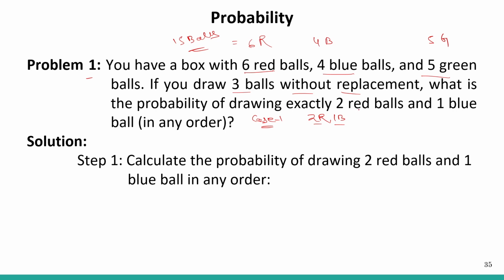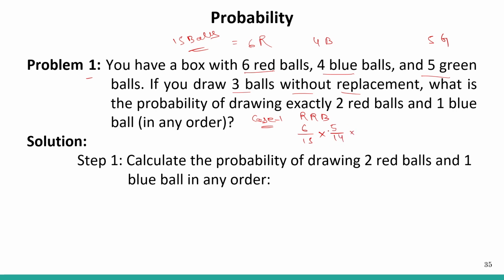So drawing exactly 2 red balls, in this case it will be RB, red and blue, right? So let's see. Since there are 6 red balls, it will be 6 by 15. Then you will also pick a red ball, without replacement. So it will be 5 by 14, because there are now 14 balls remaining.